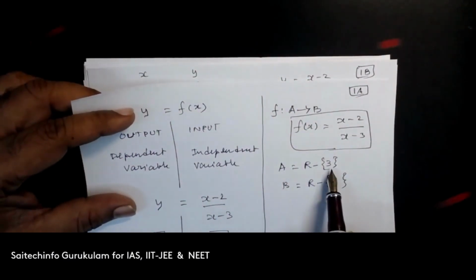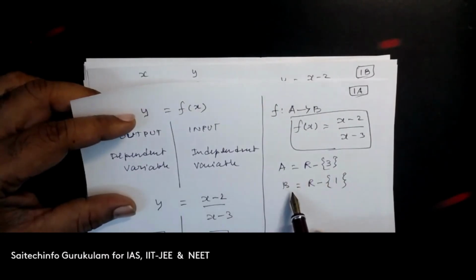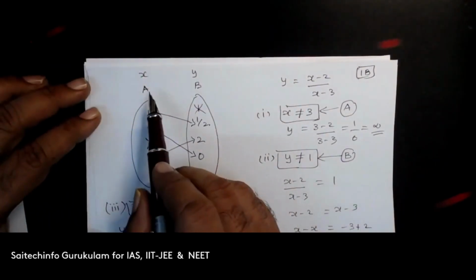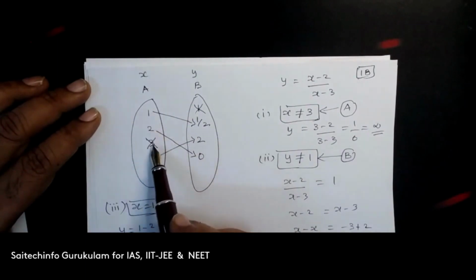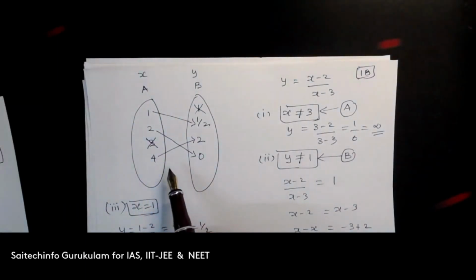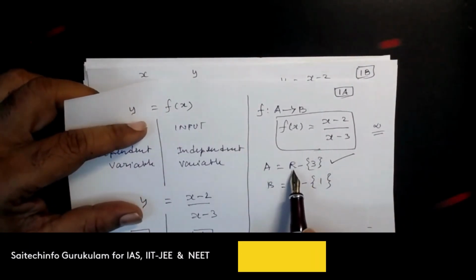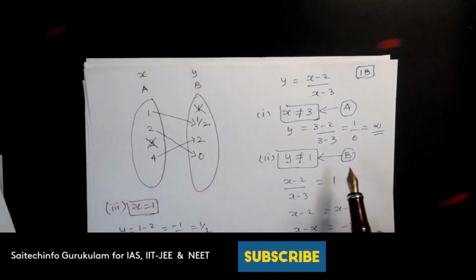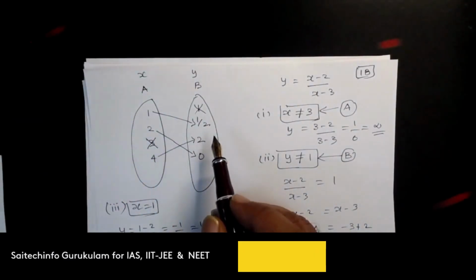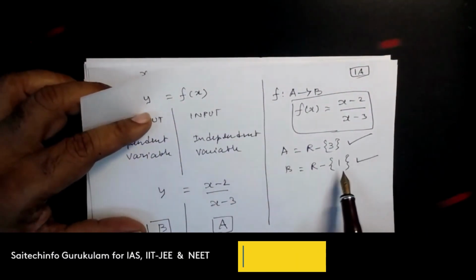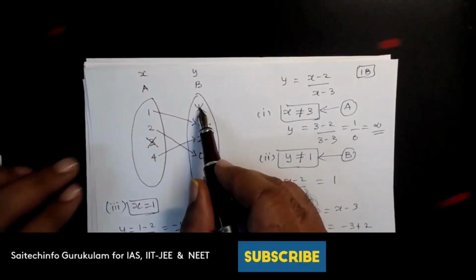Excluding means impossible, that is not possible. So you should not consider 3 as A, as well as 1 as B. Let me explain why it is given like this. For example, you have got the input 1, 2, 3, 4, we can include everything. But what is the condition given here? A should be a real number apart from 3, excluding 3, so I have struck out 3. Similarly, B is given as a set of real numbers apart from 1, that is, 1 should not be included, so I have struck out 1.